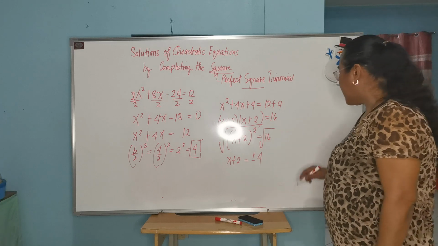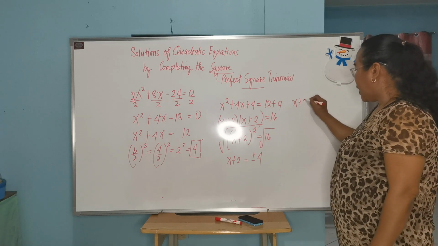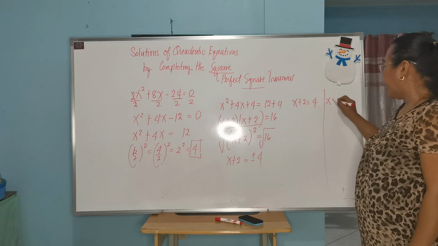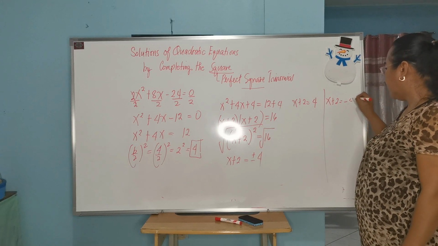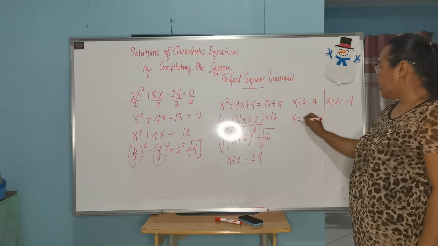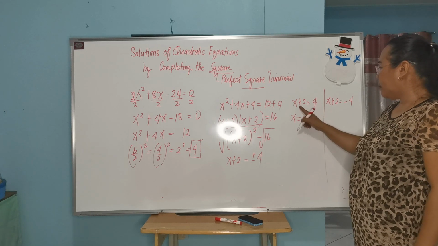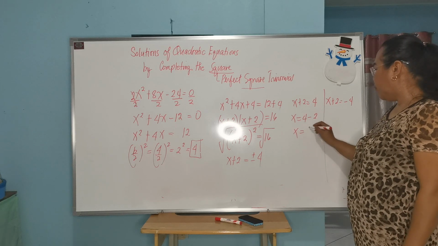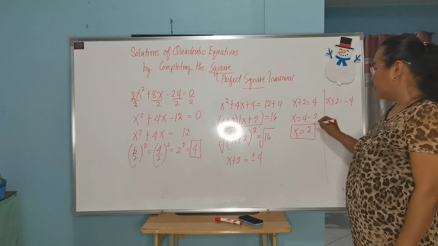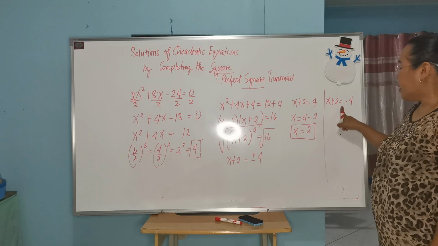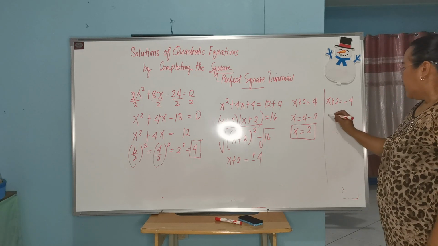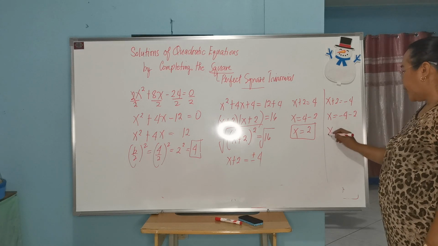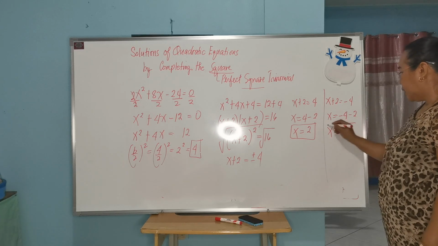Separate the positive and the negative. So x plus 2 is equal to positive 4. And the other side, x plus 2 equals negative 4. So x now is equal to 4. This is positive, so it becomes negative. So x is equal to 4 minus 2 is positive 2. Then we have here x is equal to negative 4 minus 2. So x now is equal to negative 6.